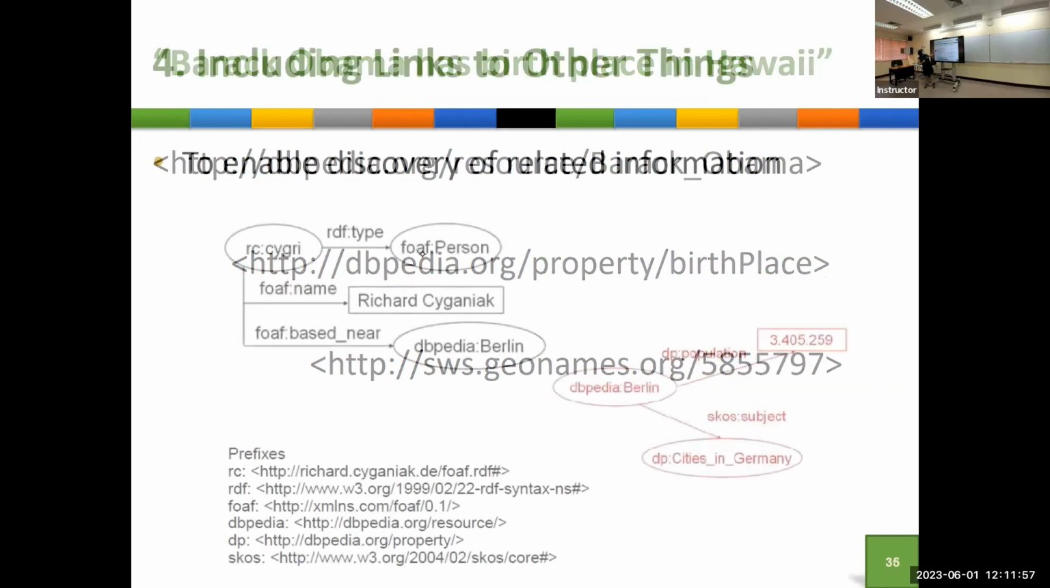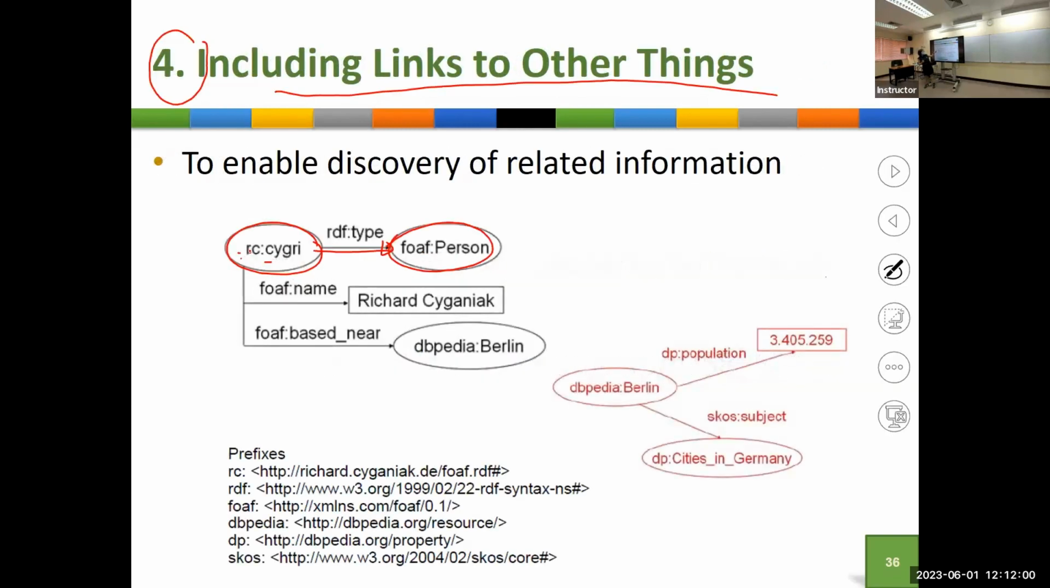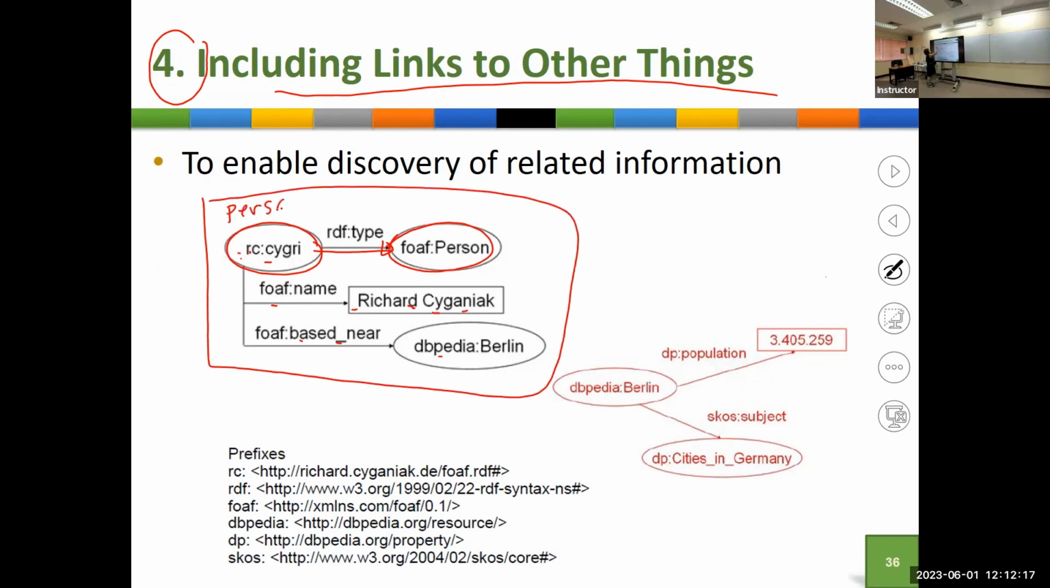And this person resource has the name Richard Cyganiak. He has a base near Berlin. Okay, what does this mean? This may be a personal web page. This description could be available on a personal website of this person, right? It says, oh, I am a person. I have this name. I am based near Berlin.